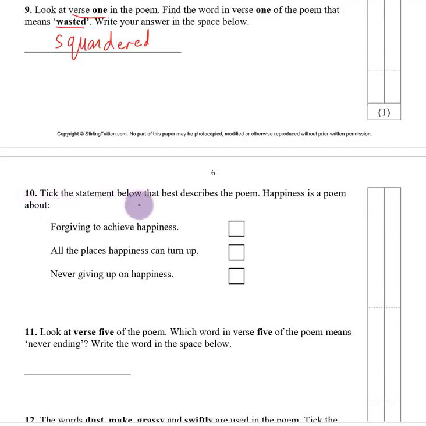So number 10, tick the statement below that best describes the poem. Happiness is a poem about forgiving to achieve happiness. It doesn't really talk about that. All the places happiness can turn up, and never giving up on happiness. It's actually this second one. All the places it can turn up, because it talks about it can come to the boulder, it can come to the wine glass, it can come to all those places. And it's important that we've actually read the poem, because that gives us an indication of how we can answer that. If you're not sure on these, never leave these blank. Always give it a tick, okay?